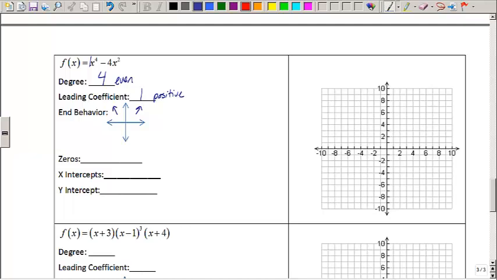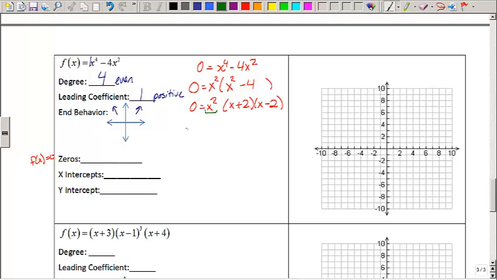To find my zeros, I'm going to set f of x equal to 0 and solve. Looks like this can easily be factored, which all of these in this section should be. So I have x squared times x plus 2 and x minus 2, factoring in a GCF and then a difference of two squares. Because I have a degree of 4, I should have 4 zeros, including multiplicity.